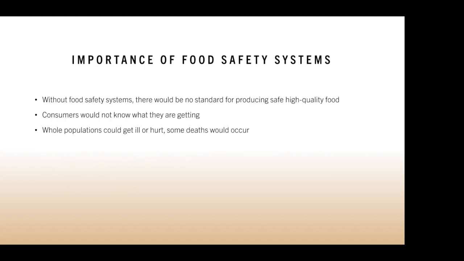Wrapping up this presentation, we summarize the importance of why food safety systems need to be implemented. First, without them, there would be no standard for the production of safe and high-quality food. This in turn means that consumers would never know what they are buying and eating, or if the product would make them ill or worse.